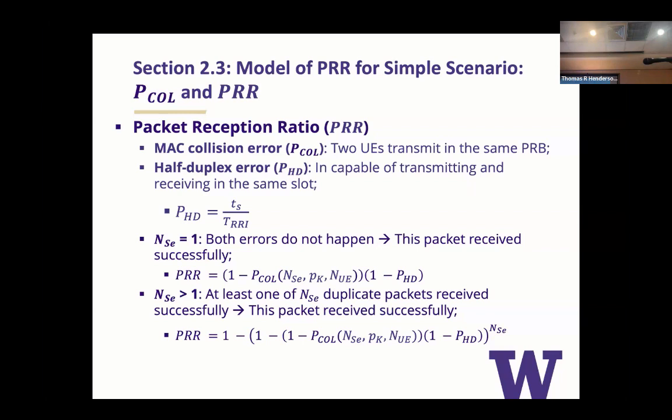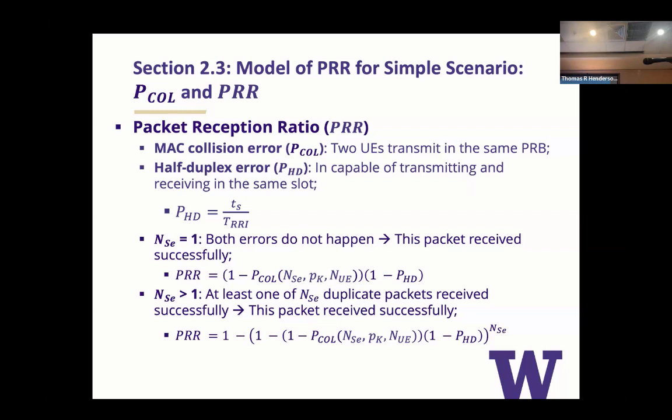We should note that the MAC collision error is much more severe than the half duplex error, because if a MAC collision error happens, none of the UEs will receive the packet from the transmitter UE. But for the half duplex error, if one UE transmits in the same slot as the reference UE, only that UE cannot receive the packet if no MAC collision happens, right?